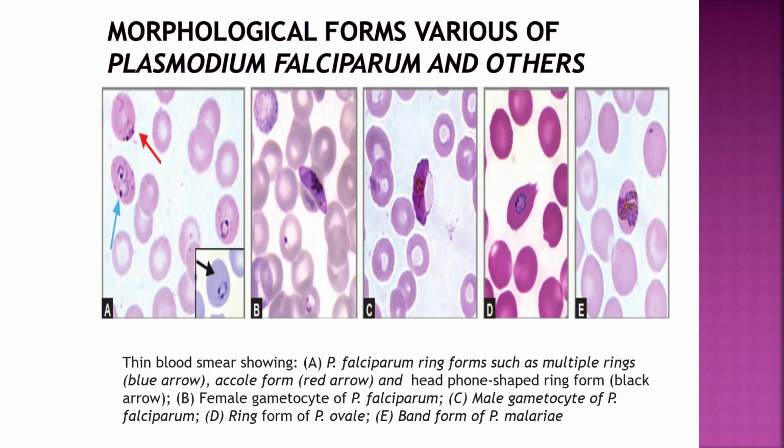Then in D you can see the ring form of Plasmodium ovale. The RBC is oval in shape, and because of that the name is Plasmodium ovale. And in E you can see the band form trophozoite of Plasmodium malariae.